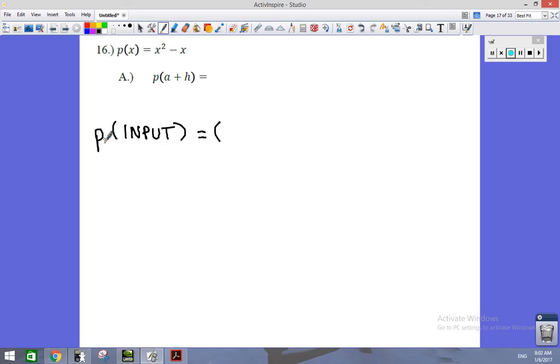So if this function creates a subtraction problem, it's going to need two terms. The first term always takes the input, no matter how complicated or simple it is, and it squares it. And the second term is just the input itself. It doesn't do anything to the input. Now, I put parentheses around this to emphasize that if that input has more than one term, I'm subtracting the whole thing, not just a single term, but the entire thing.